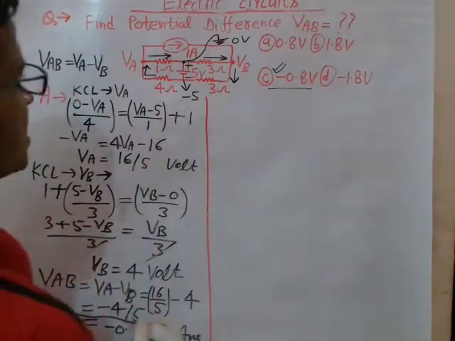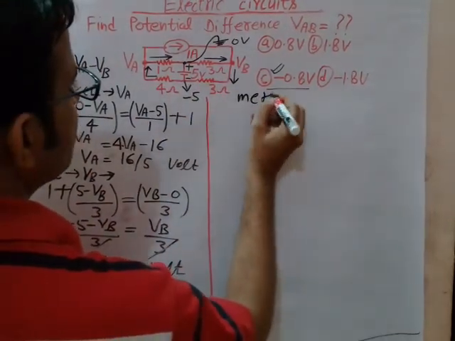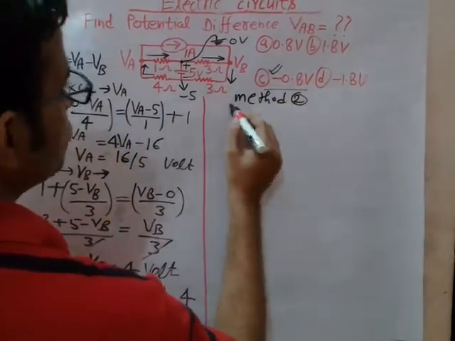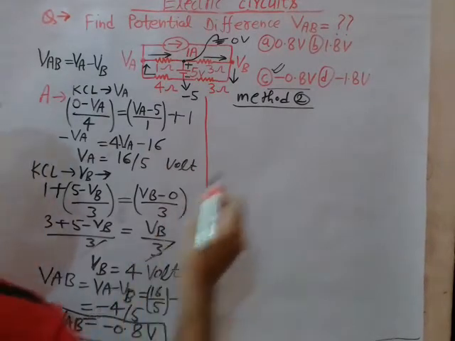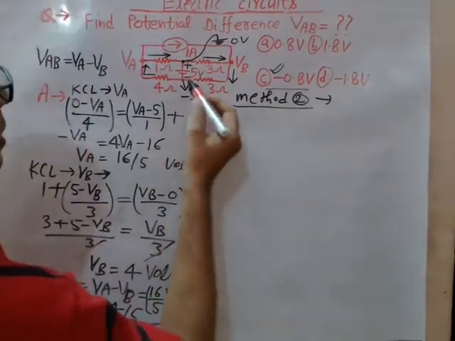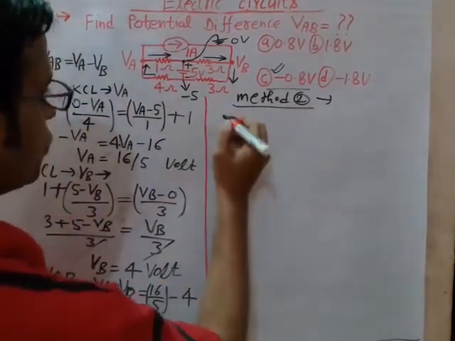Now again you apply KCL and try to find the answer. Suppose this is method number 2. Somebody will say, sir, I will choose this potential to be at the ground. Then what will happen? You will get the same answer. So see here, again apply KCL. Repeat the same story.